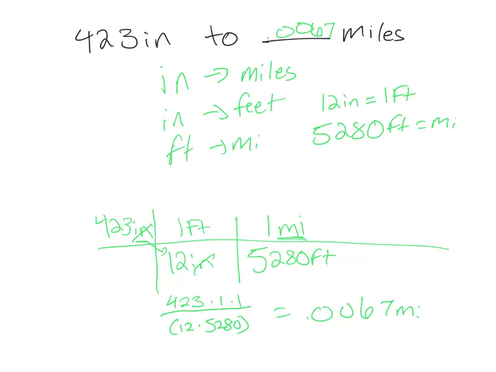So we know that 423 inches is 0.0067 miles. Now that should make some level of sense to you, because 423 inches, it's a lot of inches, but it's not that many. I mean, it's like 25 feet or something like that. It's not very big. It's a measurement that you would be able to use like for the length of a classroom or something. So it makes sense that it's not much of a mile. So that's how you would do inches to miles.